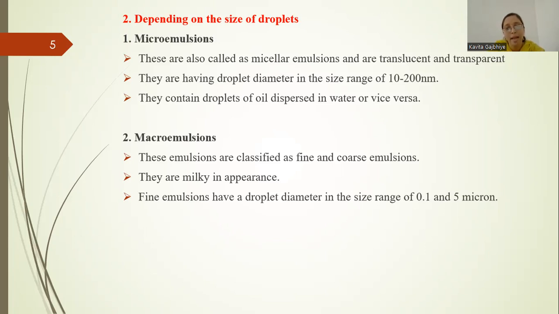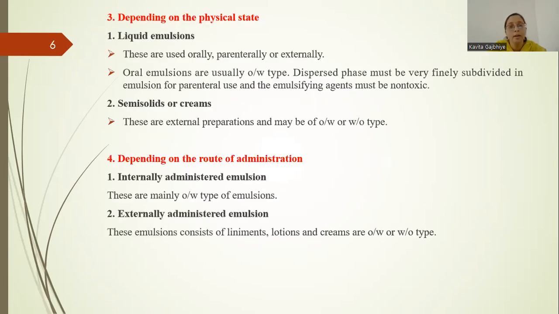So fine emulsions have a droplet diameter in the range of 0.1 to 5 micron. So if we can see, in case of micro emulsion, the size range is 10 to 200 nanometer. That's why they are called micro, whereas macro means the droplet size is somewhat bigger, that is in between 0.1 to 5 micron. Then the third class of emulsion is depending on the physical state.